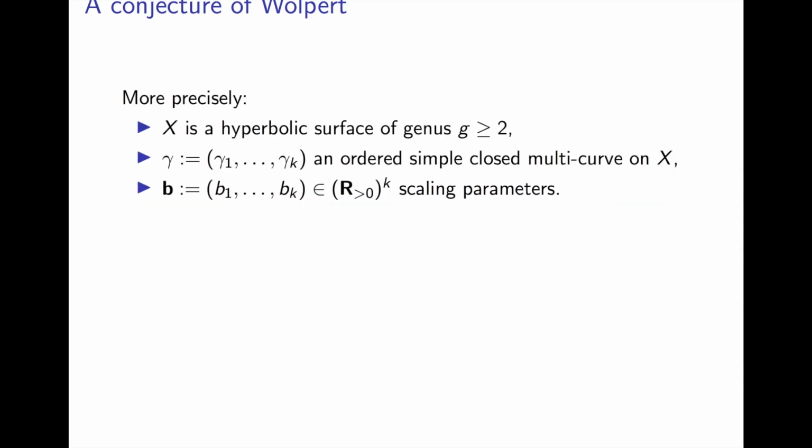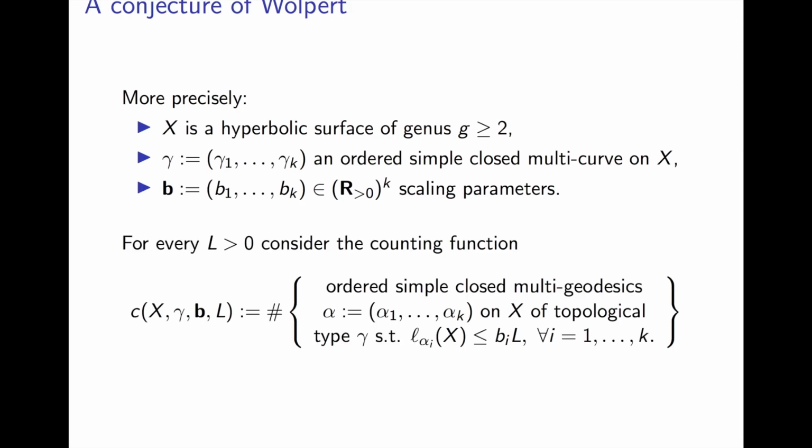So we're going to consider a hyperbolic surface X of genus g bigger than or equal to 2 with all the hypotheses that I've assumed elsewhere, in particular closed. Gamma is going to be an ordered simple closed multicurve on this surface, as before, and now I'm going to consider a set of parameters b, which are not going to be weights, but I'm actually going to call scaling parameters to be a bit more precise.